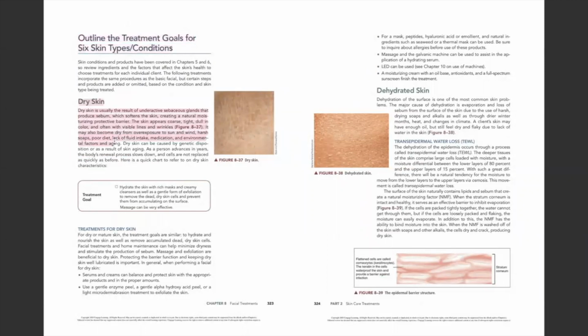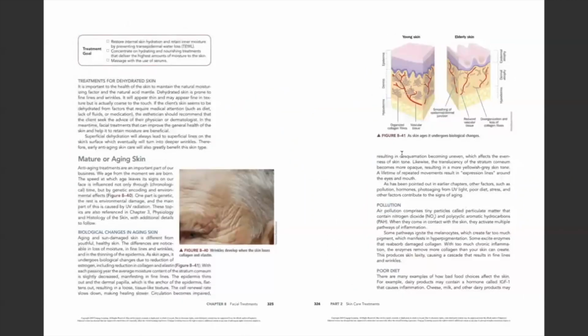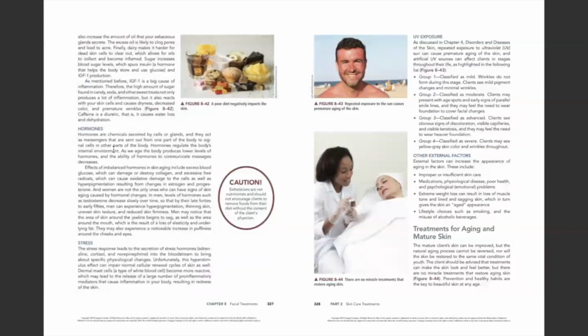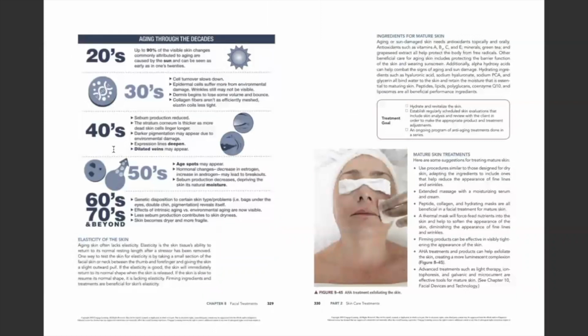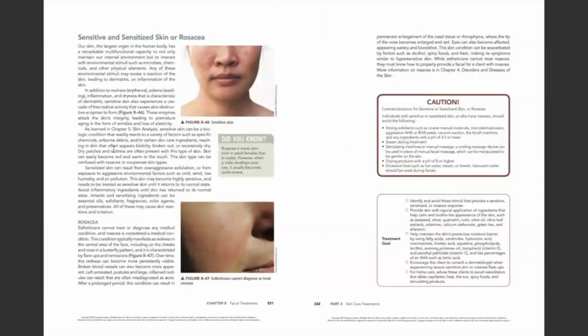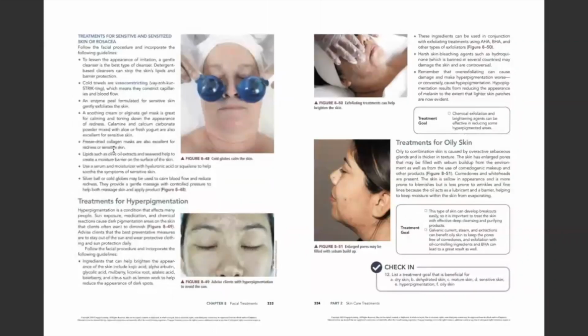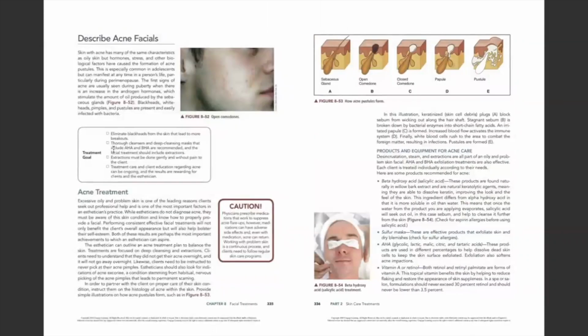So here's the goals for dry skin, dehydrated skin, mature skin, pollution, poor diet, hormone stress, how all of those things impact the skin, skin treatments for mature skin, sensitive skin or sensitized skin, rosacea, hyperpigmentation. Remember, we talked about that in the last one. So each chapter builds upon itself, but essentially going into each chapter and taking the key information.